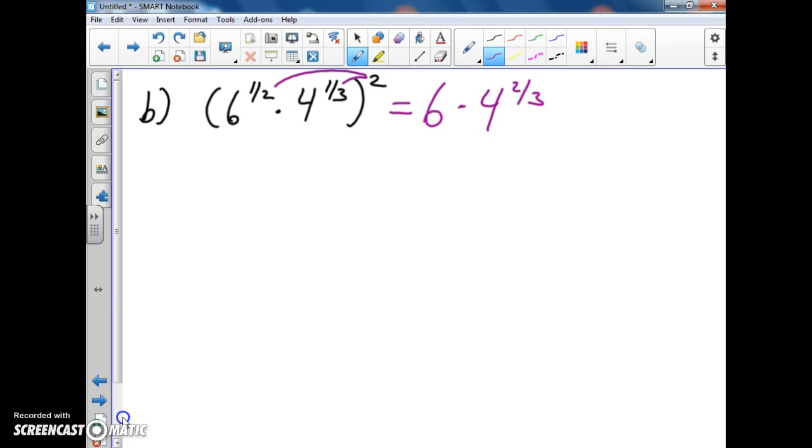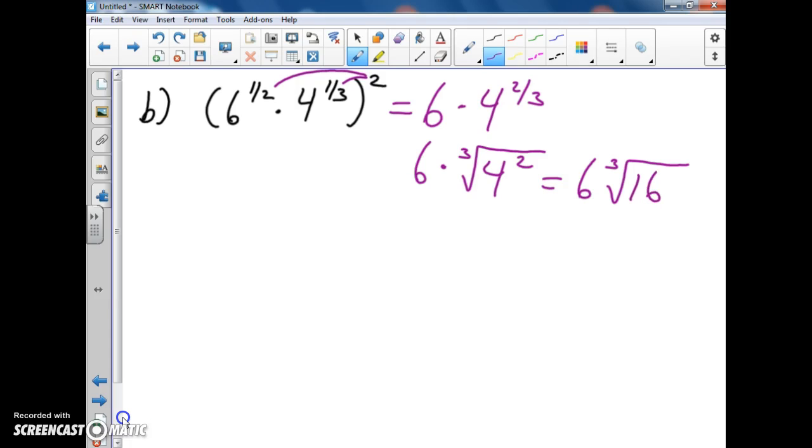Okay, so tell me this. What's 4 to the 2/3? What does that mean? The cube root of 4 to the second power. Exactly right. This means 6, okay, times the cube root of 4 to the second power. Okay? Now, 4 to the second power is how much? 16. That means 6 times the cube root of 16.